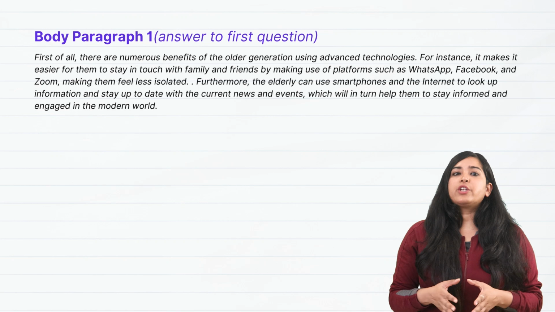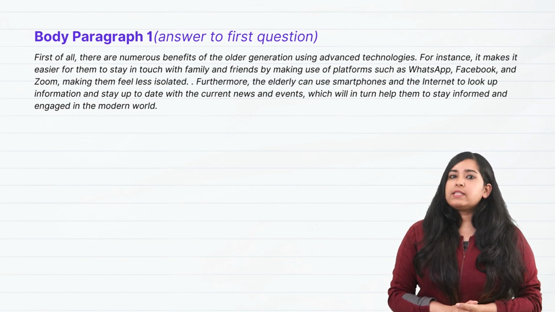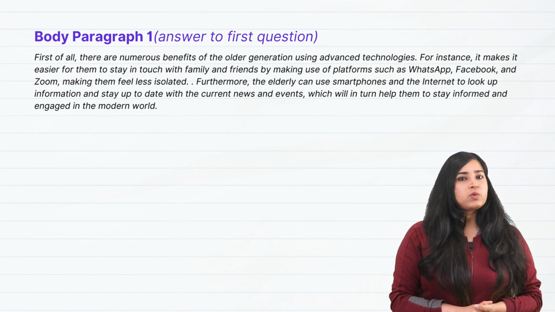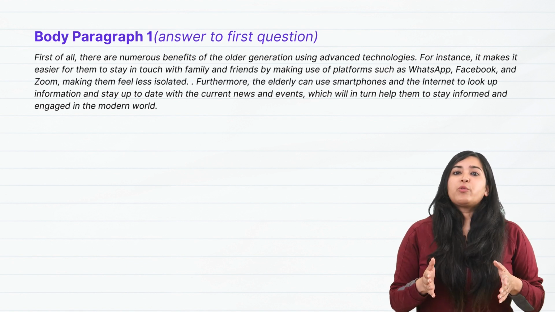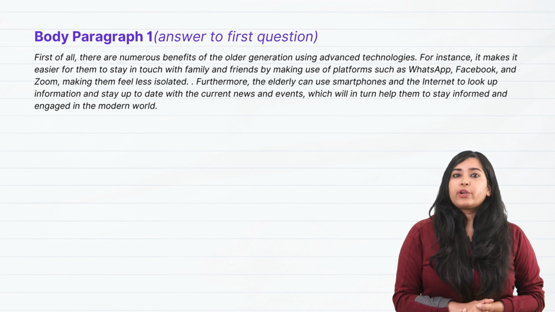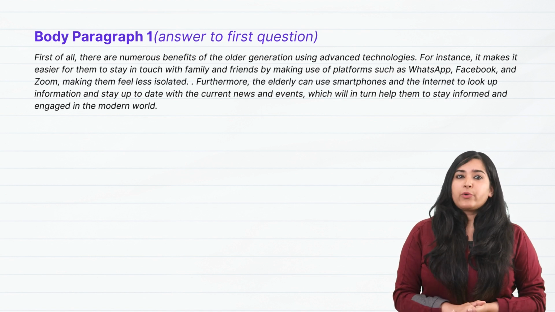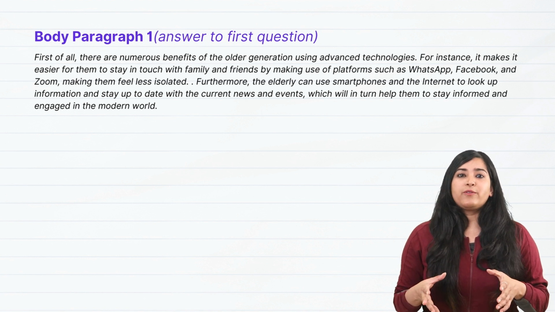Like we said, the first body paragraph will deal with the first question. So here we go. First of all, there are numerous benefits of the older generation using advanced technology. For instance, it makes it easier for them to stay in touch with family and friends by making use of platforms such as WhatsApp, Facebook, and Zoom, making them feel less isolated. Furthermore, the elderly can use smartphones and the internet to look up information and stay up to date with current affairs and news, which in turn will help them stay informed and engaged in the modern world. Here, we've included a few linking words as well as some good topical vocabulary.